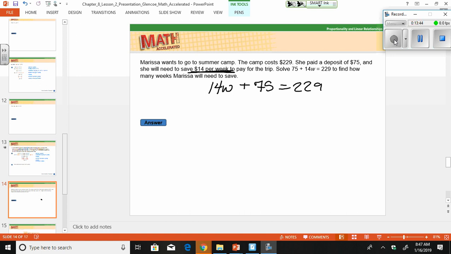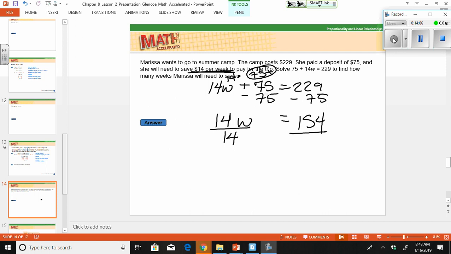So what are we trying to find? W. What's with the W? It's a 14, which is multiplying, and the 75, which is adding. So we get rid of the 75 first by subtracting 75 on both sides. So we get 14W is equal to 154. The opposite of multiplying by 14 is to divide by 14. If I do it to one side of the equal sign, I do it to the other side. So I get W equals 11. 11 what? 11 weeks. Needs to save for 11 weeks.